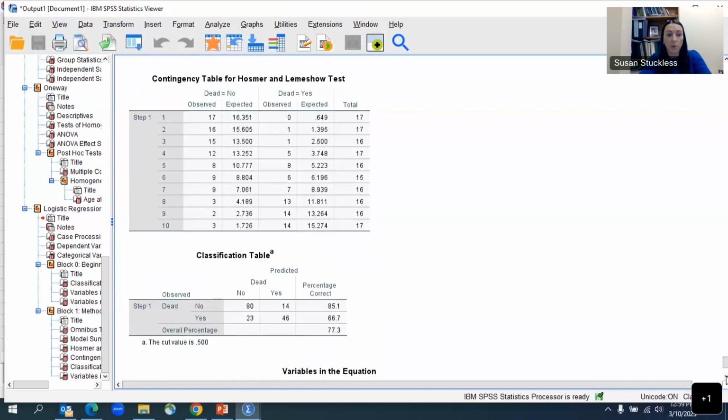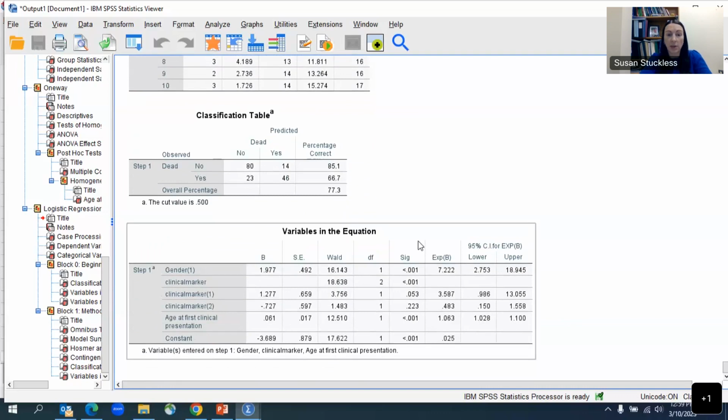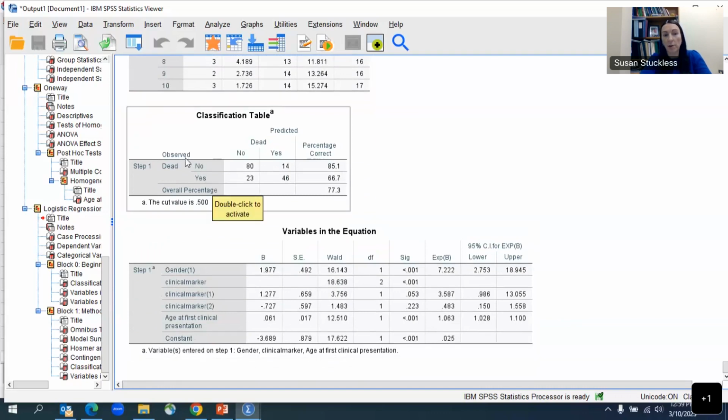And then we scroll down to look at our classification table that pops out, and it shows what our observed versus predicted would be. And this number down here, overall percentage, basically tells you that the model we chose correctly classified 77.3% of cases. So based on what we had, it correctly classified 77% of cases as being dead or not dead. So this is the beef of the table.